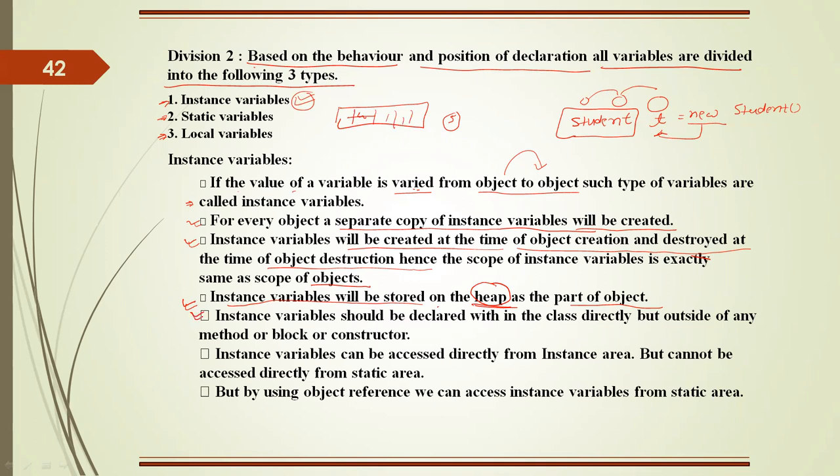Now next point: instance variable should be declared within the class directly. Where is an instance variable declared? Within the class but outside of any method, block or constructor. Like here, suppose we have one class, class Test. Here we can declare one int i, String s, like that. This is the instance variable, right? This is at the class level, okay.